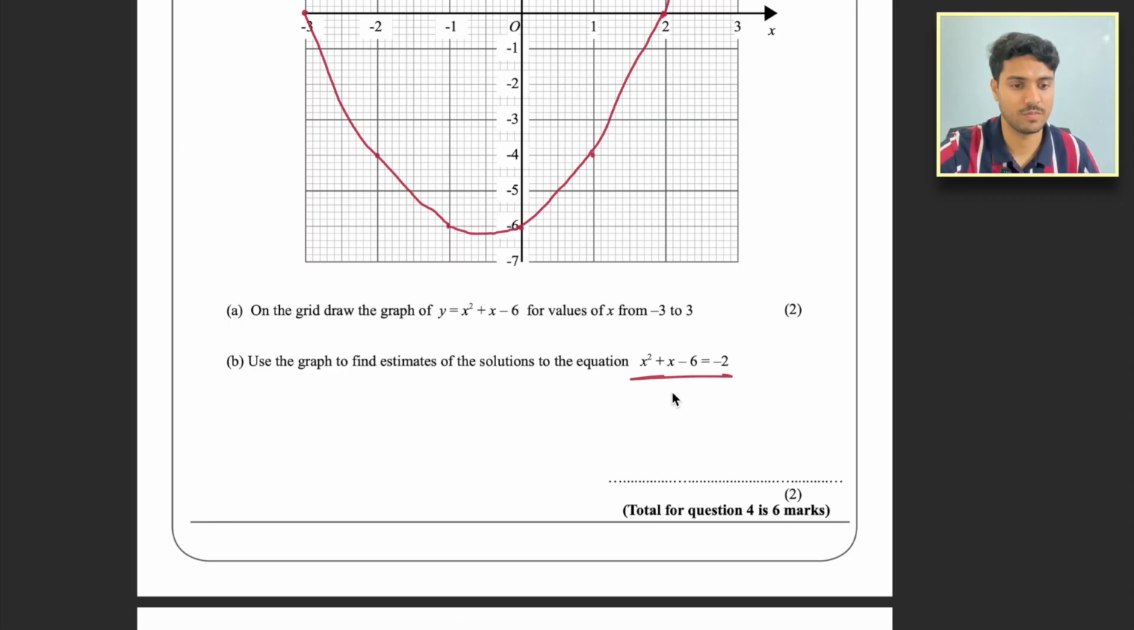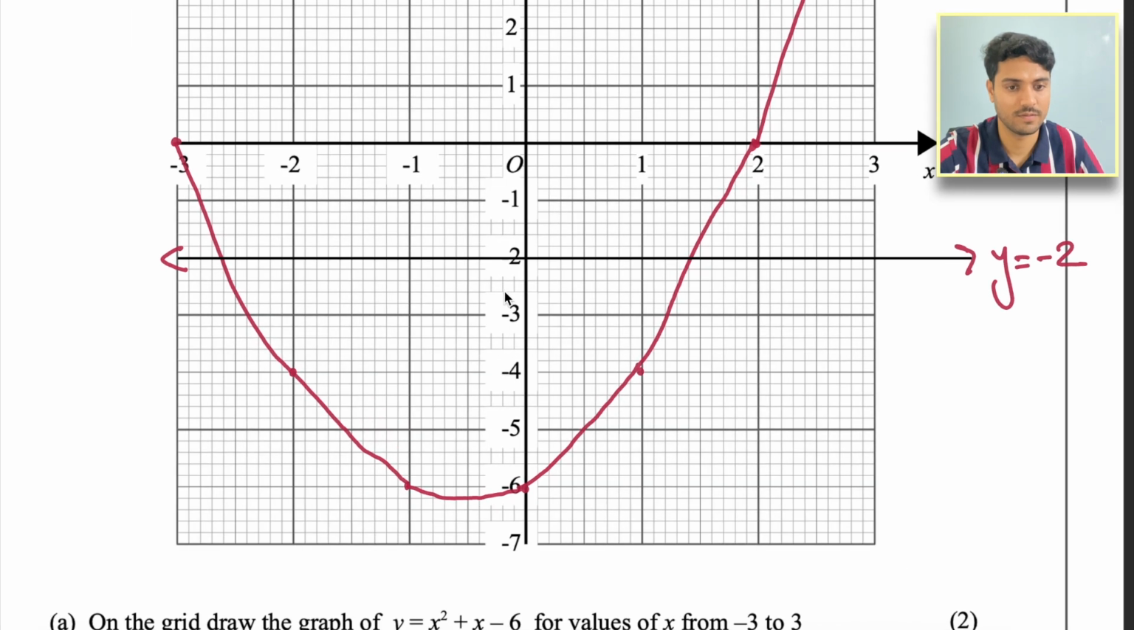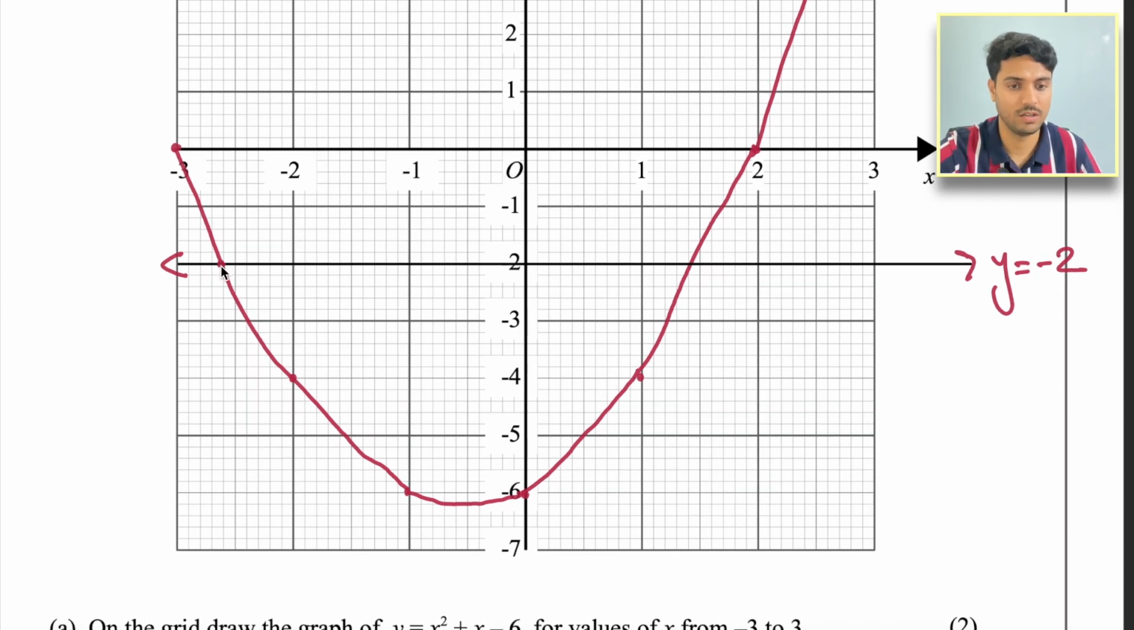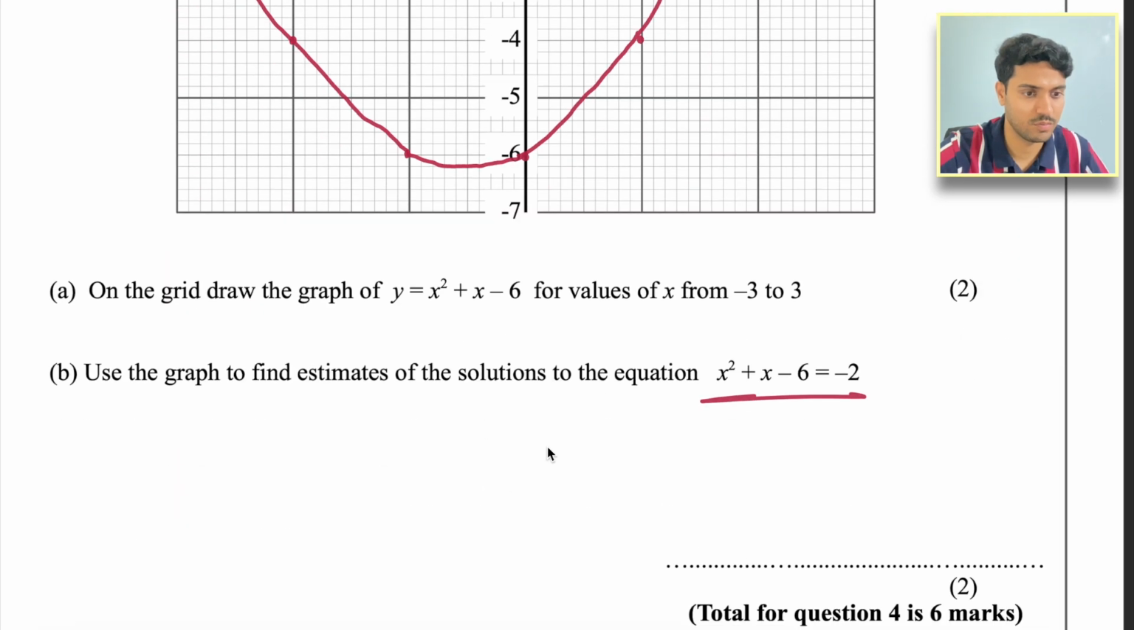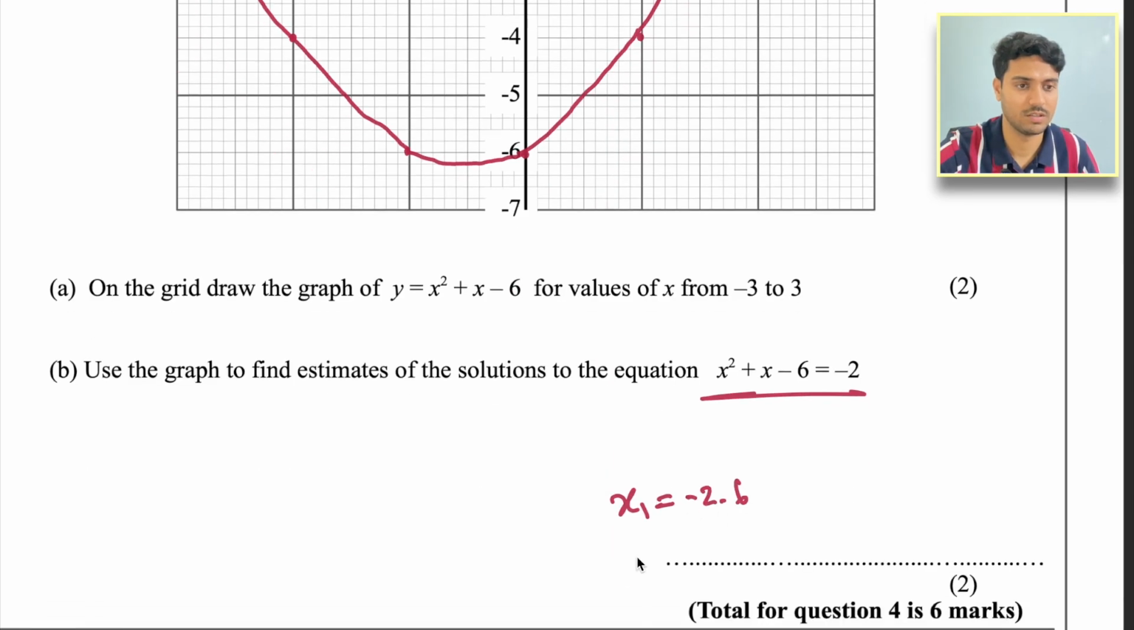It says use the graph to estimate the solution of the equation y equals to negative 2. Negative 2 means we have to sketch a line at negative 2 like this. This is your y equals to negative 2 line. And the solution will be, we can get the solution from the point of intersection. So this point and this point. So this is negative 2.6, and this is positive 1.8. Negative 2.6 and positive 1.8.